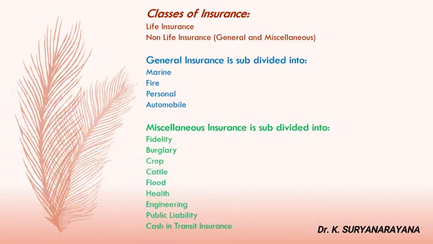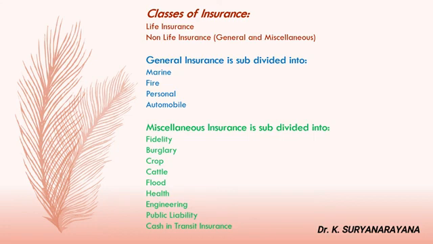Coming to the different classes of insurance. Insurance can be categorized into life insurance and non-life insurance. Non-life insurance can be further classified as general insurance and miscellaneous insurance. General insurance includes marine, fire, personal accident insurance, and automobile insurance. Miscellaneous insurance consists of burglary, crop insurance, cattle insurance, flood, health insurance, public liability insurance, etc.